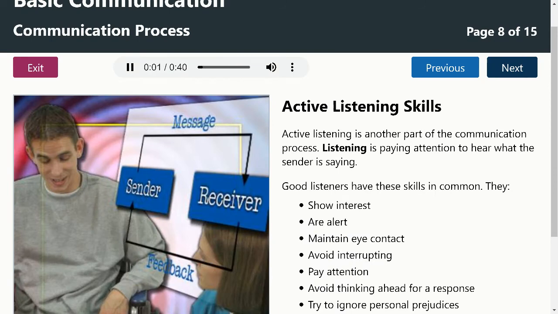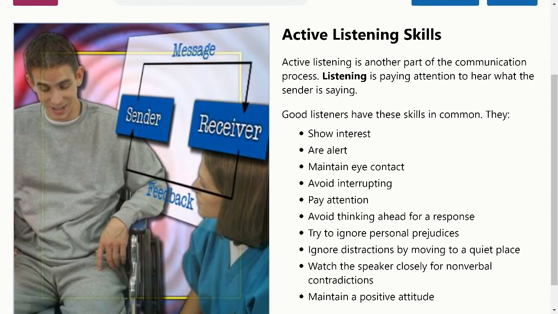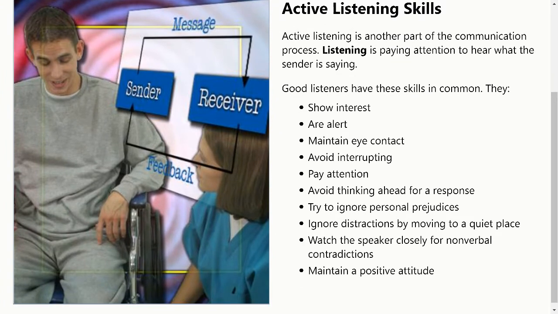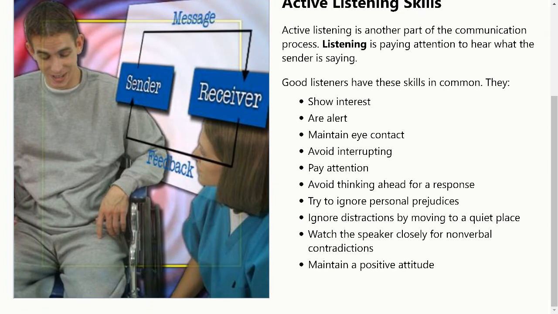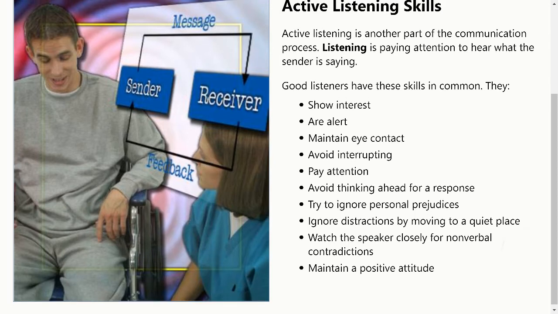Active listening skills. Active listening is another part of the communication process. Listening is paying attention to hear what the sender is saying. Good listeners have these skills in common. They show interest, they are alert, they maintain eye contact, avoid interrupting, pay attention, avoid thinking ahead for a response, try to ignore personal prejudices, ignore distractions by moving to a quiet place, watch the speaker closely for nonverbal contradictions, and maintain a positive attitude.